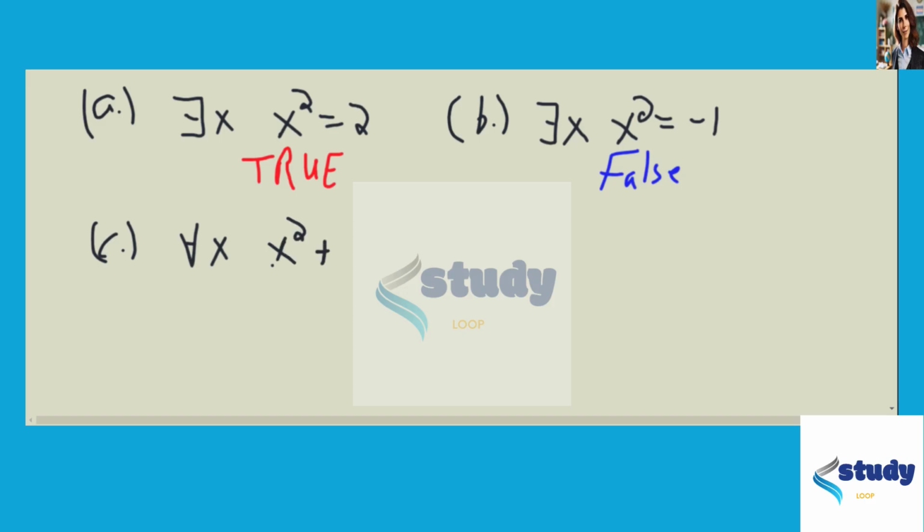On C, we have for all x, x squared plus 2 is greater than or equal to 1. And that is true. If you take any real number, square it, and add 2, that's larger than or equal to 1. And so that is true.